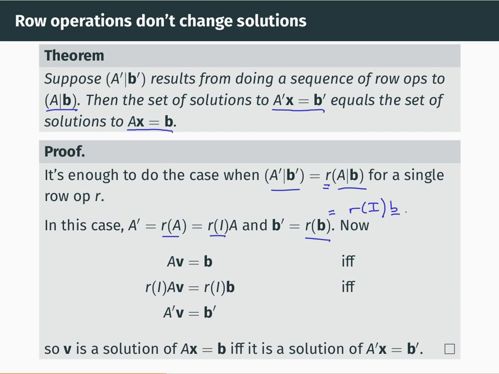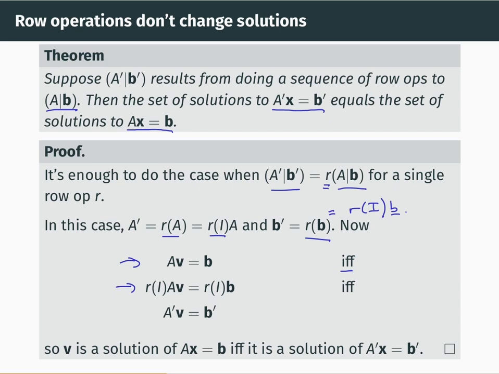Now, let's suppose we have a vector V. Then I claim that AV is equal to B if and only if R of I times AV is equal to R of I times B. And in fact, that's an if and only if, so both directions. The reason that if and only if is true is because if this equation holds, then certainly this equation holds too, because you obtain the second equation just by multiplying on the left by R of I, the elementary matrix.